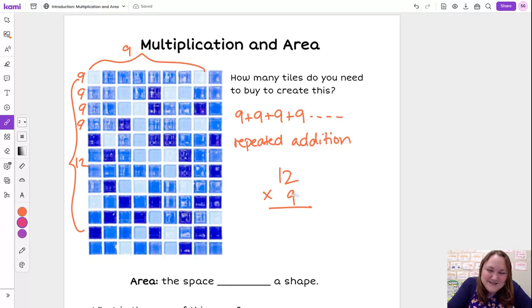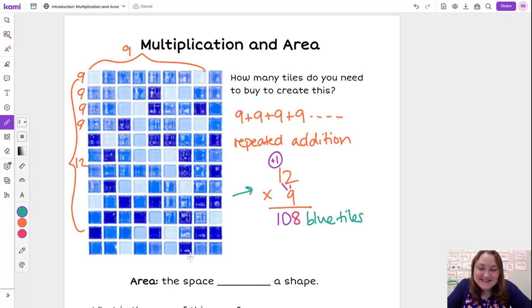Now, in order to do this multiplication, anytime you have more than one number there, you have to multiply twice. So we start with 9 times the 2. That gives me 18. With 18, I put that last number here, and the first number, the 1 of 18, I carry up there. And then I multiply again. I can do 9 times 1, which is 9, and I add that number I carried to get 10. And so to answer this question, I know that there are 108 blue tiles. We'll be doing more multiplication like this in today's lesson.